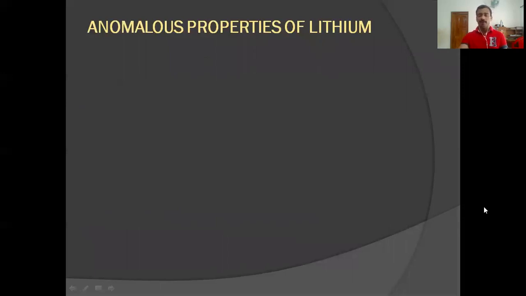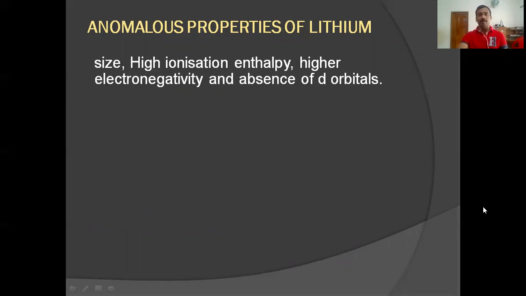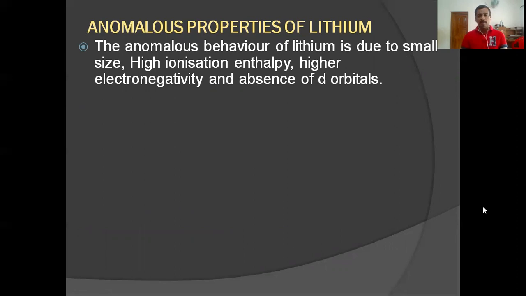Anomalous properties of lithium. We already mentioned the first element of each group has a lot of differences from other elements of the group. It is the anomalous property. And this property is due to the small size, high ionization enthalpy, higher electronegativity, and absence of d orbitals in the first element of each group. So lithium has a lot of difference from other members of the group.